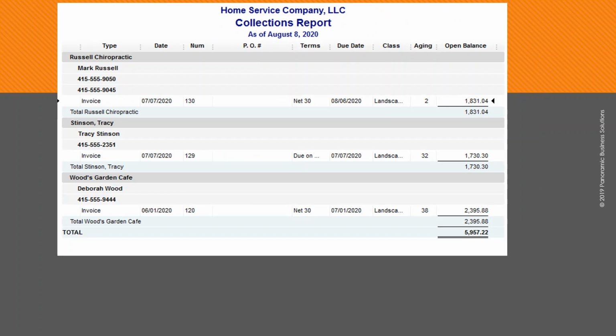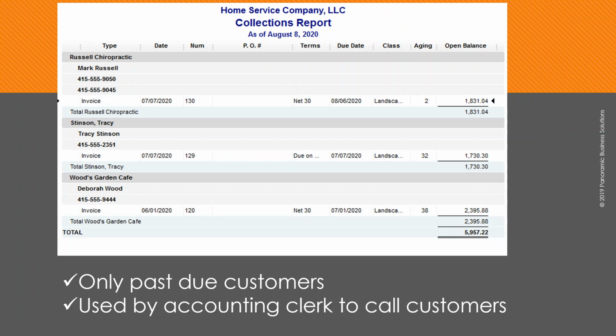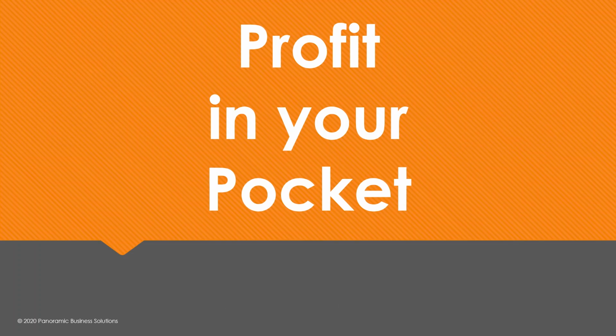The collections report is very helpful when you are looking at only your past due customers. It's the perfect report for your accounts receivable clerk to use when they are making those phone calls. Please keep in mind that the fastest way to have profit in your pocket is to make accounts receivable collections a top priority. Instead of hyper-focusing on increasing sales, you need to spend a little bit of time actually being paid for the service that you've already provided.